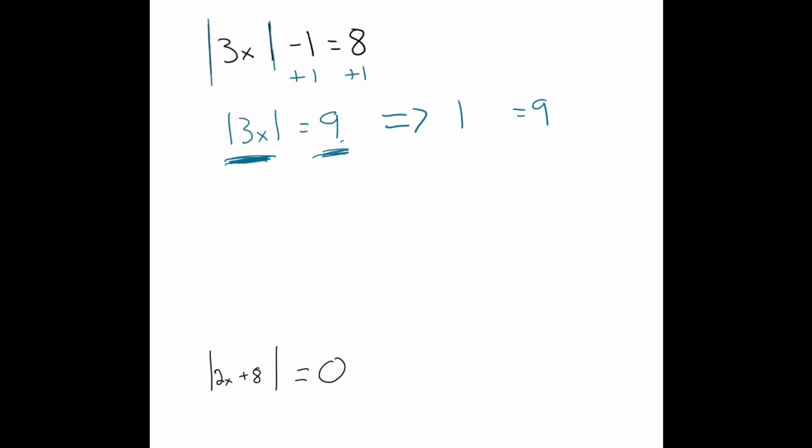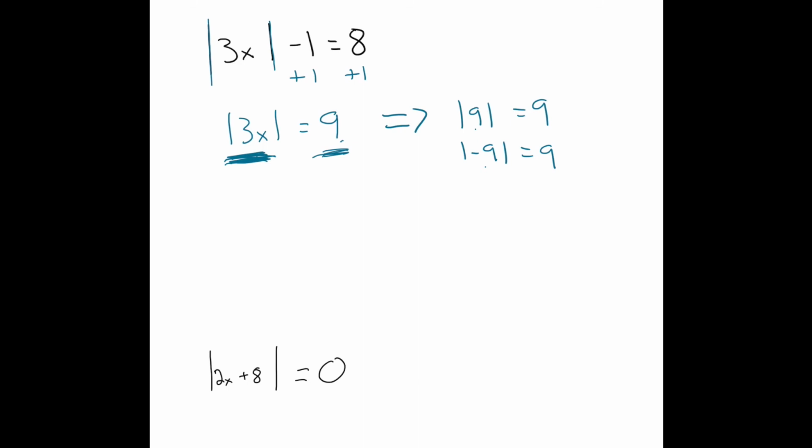The first one would be if it was just 9. And the second way would be if it was negative 9. Both of these would have to become positive and be equal to 9. Okay, so because we know that whatever is inside of this absolute value has to be equal to 9 or negative 9, we can make equations from that.